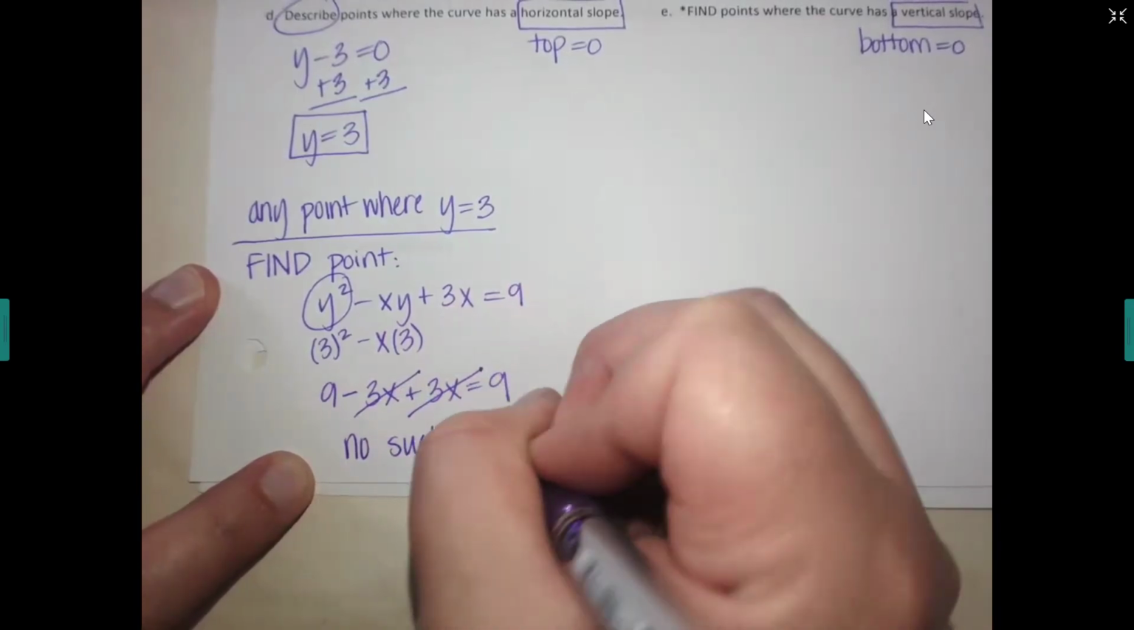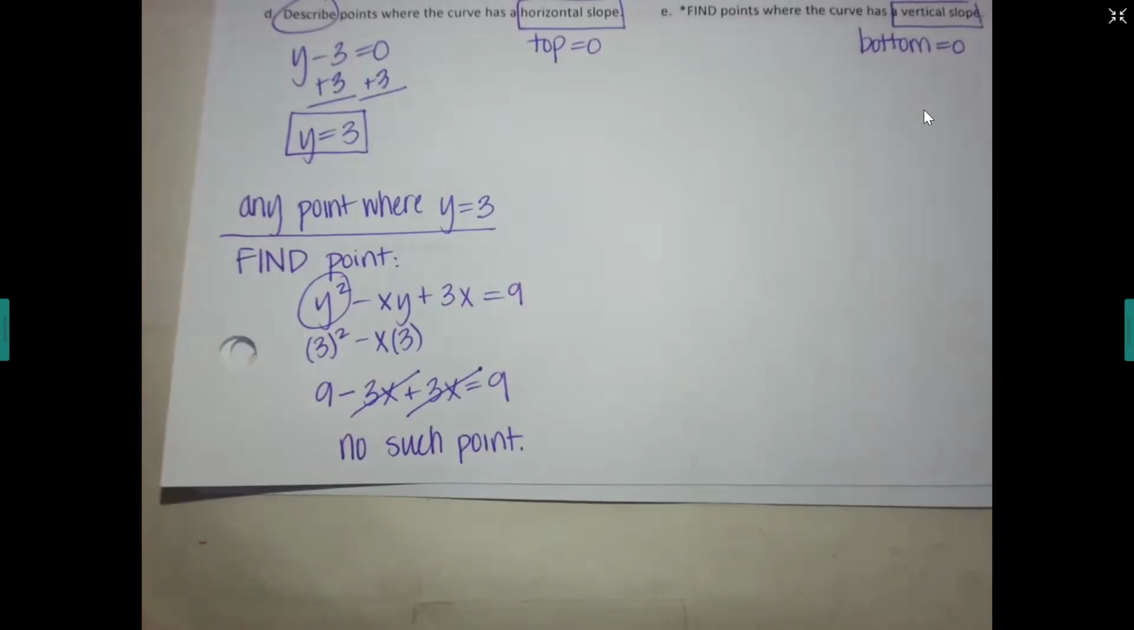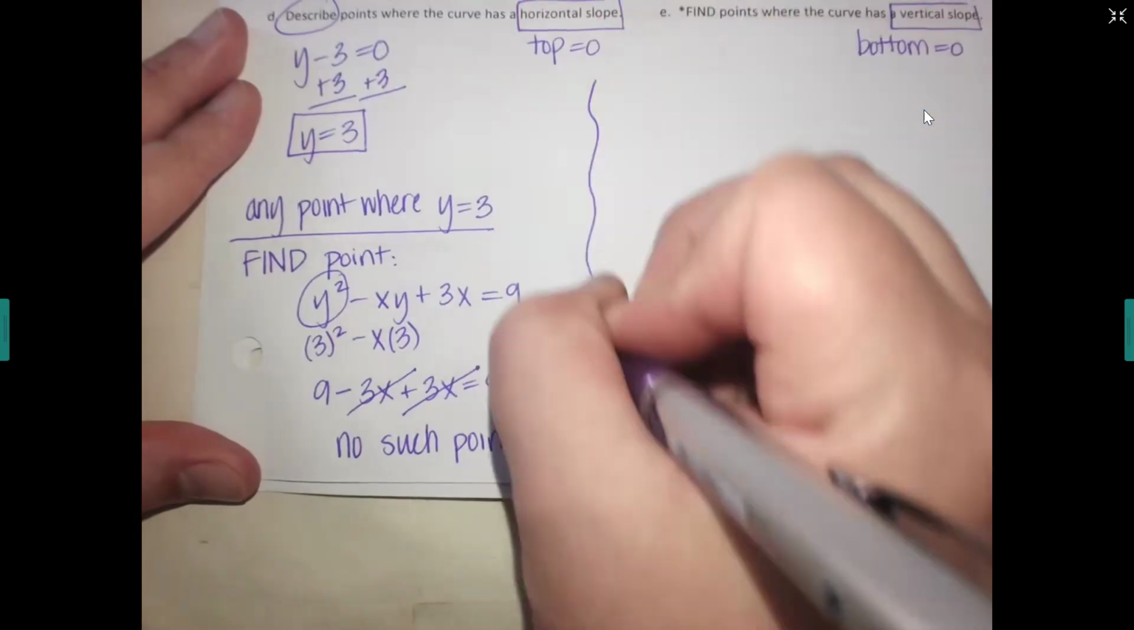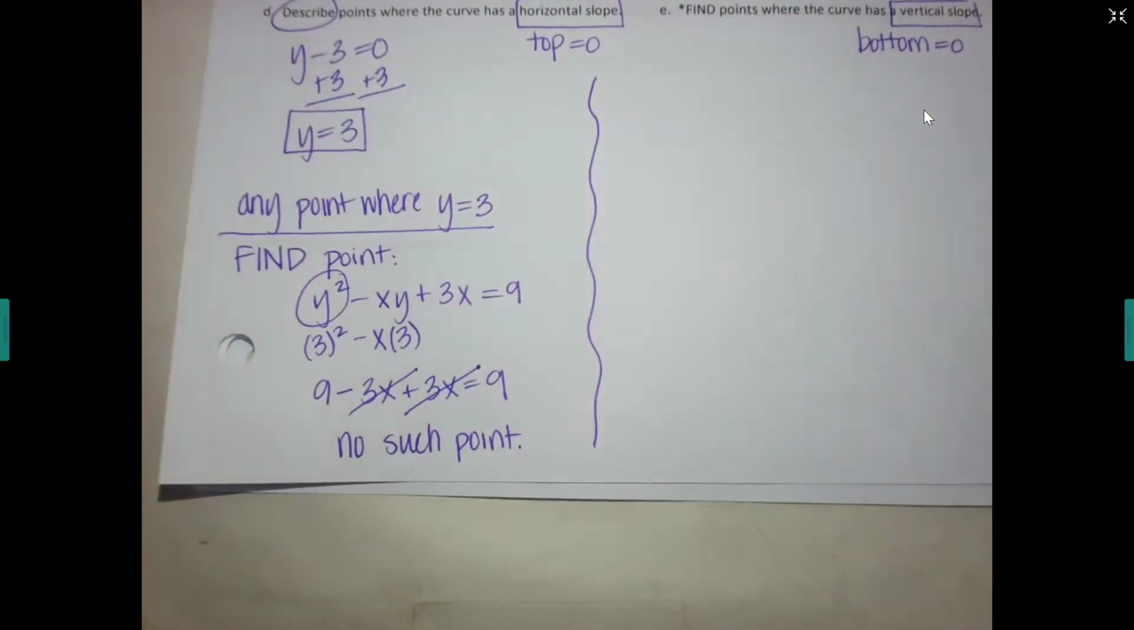So in this case, if there was a point where y was 3, I would have a horizontal spot. But because that can never happen, this equation won't ever have a 0 slope. Okay? But for your homework, you should get a value for that second part. You shouldn't have any no such points, I don't think. All right, take a look at the second part.